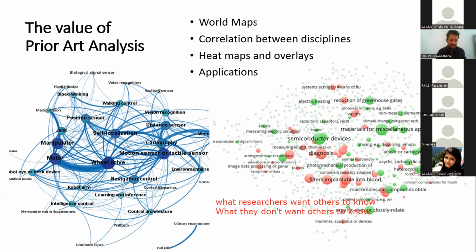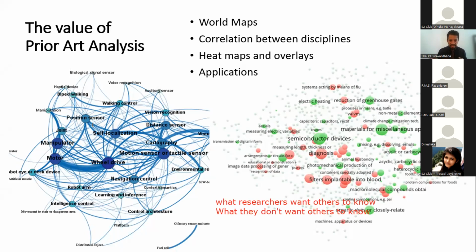Now in this first diagram, this is the US Patents Office prior art map. It's a map which gives certain correlations about robotic system, as I can see. So you can see there are correlations between various topics.